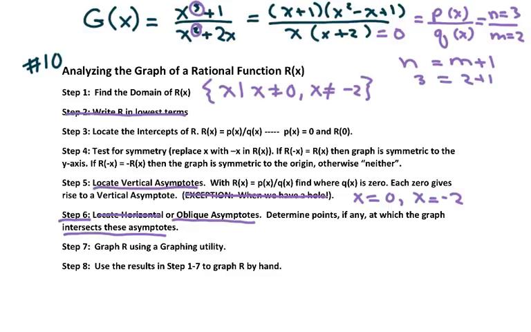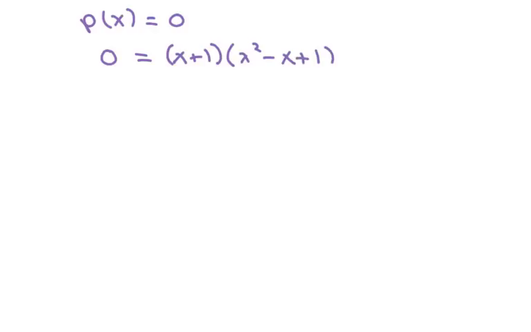So now let's locate the intercepts. If we look at the numerator, we're going to set p of x equals 0. So that's 0 equals x plus 1 times x squared minus x plus 1. This is not factorable, and if you put it in the quadratic formula, you get i's. So that means there are no real solutions to that. So we're just going to look at this. So x equals negative 1.